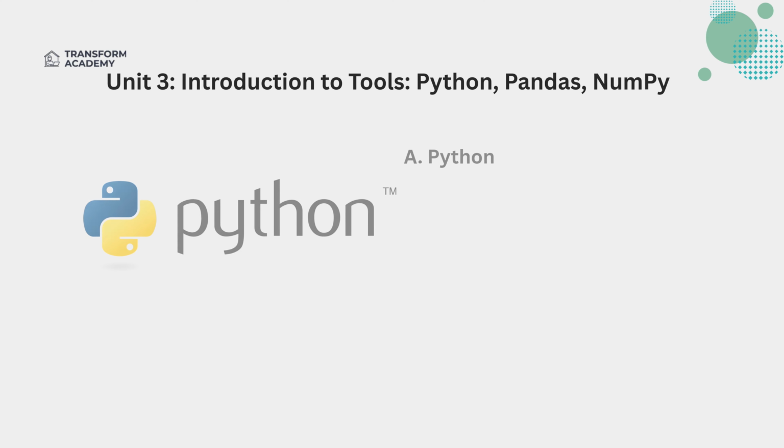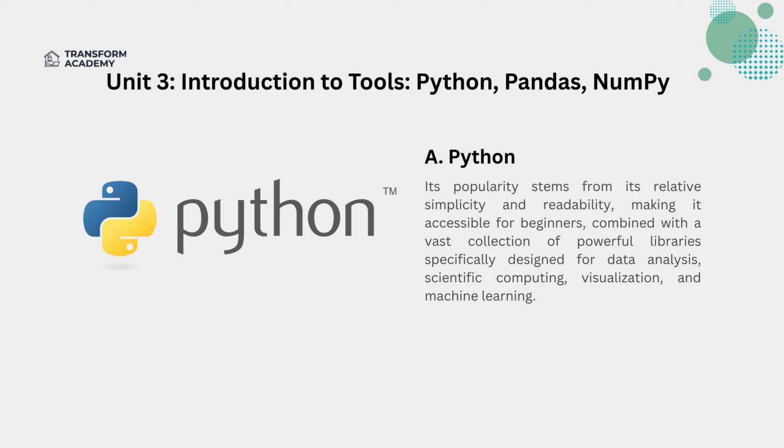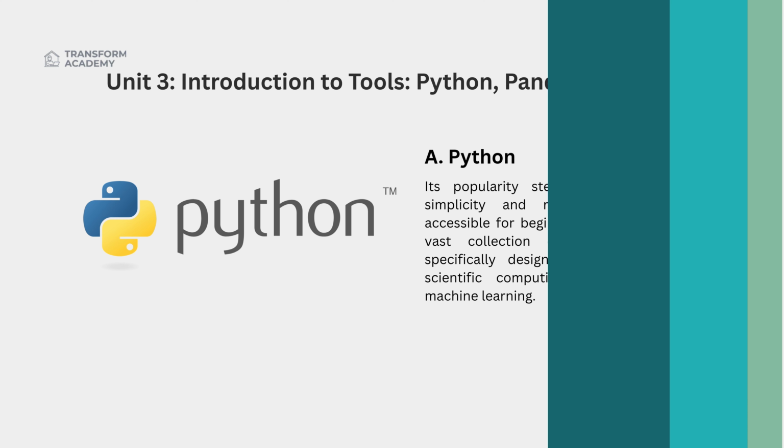A. Python. Python has emerged as a dominant programming language in the data science community. Its popularity stems from its relative simplicity and readability, making it accessible for beginners, combined with a vast collection of powerful libraries specifically designed for data analysis, scientific computing, visualization, and machine learning. It serves as the primary environment for tasks ranging from data preparation to building complex artificial intelligence models.